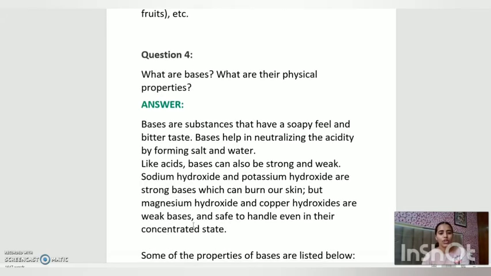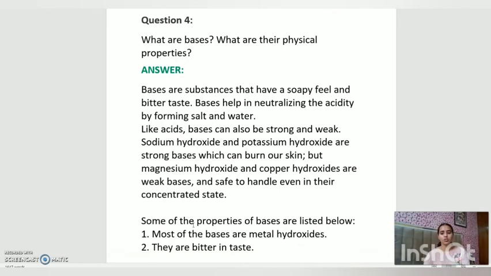So moving further, question number 4. What does question 4 say, students? What are bases? Now you have to tell what you mean by bases, and you have to tell their physical properties. So bases are substances, students, that have a soapy feel and bitter taste, that is, soapy to touch and bitter in taste. Bases help in neutralizing acidity by forming salt and water.